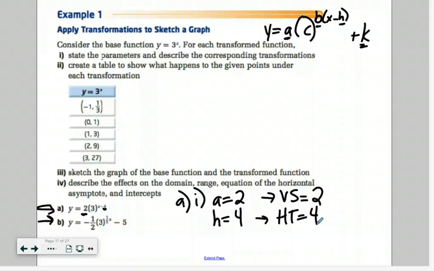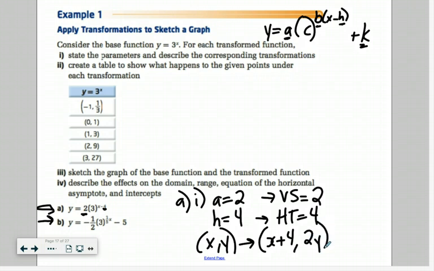So the a value of 2 gives a vertical stretch of 2, and the k value of 4 gives a horizontal translation of 4. Those can then be used to create your mapping rule like we've done before. So your (x, y) coordinate from your base graph will turn into (x + 4, 2y) in your new transformed graph. And the table of values is already given here.